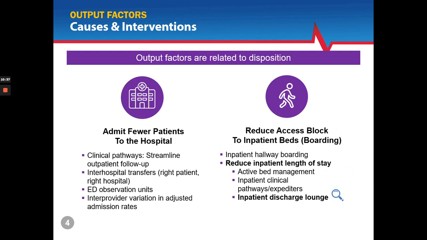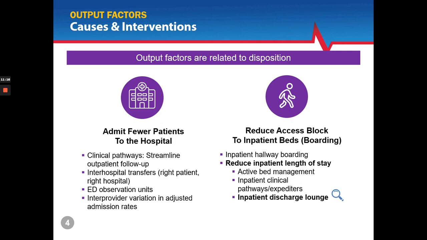In terms of admitting fewer patients, you can make sure it's easy to arrange outpatient follow-up so that people who can go home do get to go home and they don't get admitted just because it's too hard to get follow-up. In a multi-hospital system, you can make sure the right patients are admitted to the right hospital, so the quaternary academic center doesn't use its limited inpatient beds on patients who could be served just as well in community facilities. You can implement ED observation units, and then finally you can try to compare admission rates apples to apples among providers and identify and address whatever is driving variation in those admit rates.